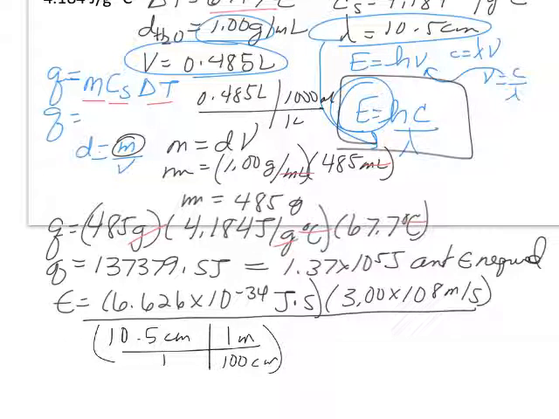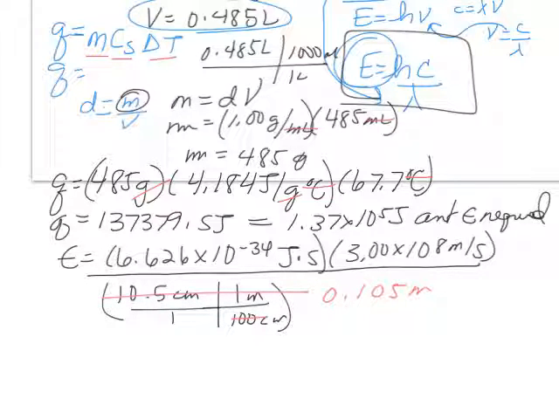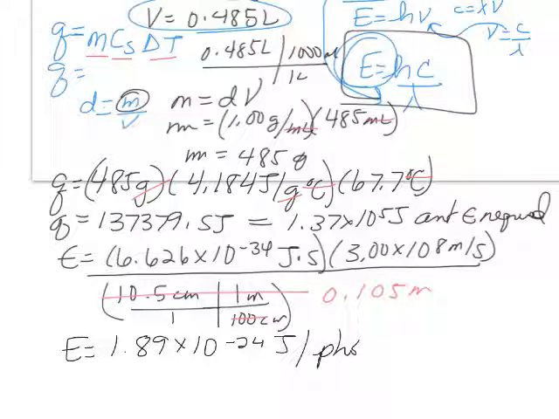So what does this work out to be? 10.5 divided by 100 is 0.105 meters. So we multiply these two, divide by 0.105 meters. Your energy equals 1.89 times 10 to the negative 24 joules per photon. This is always per photon, okay?